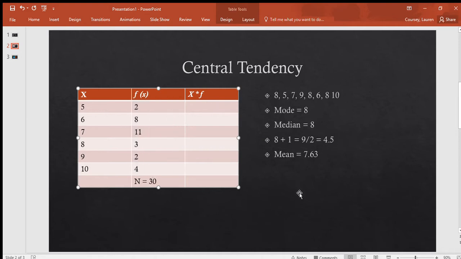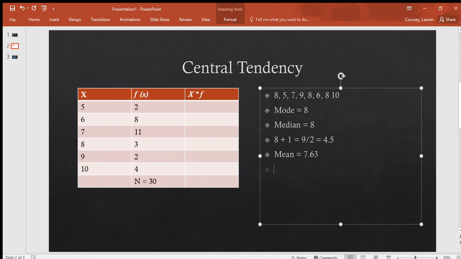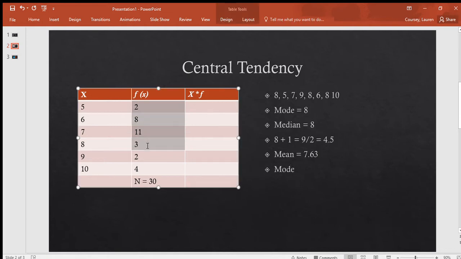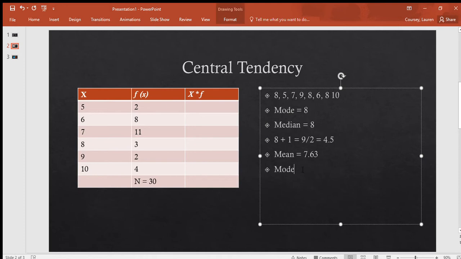Of course, this time, again, it's very easy to determine what my mode is. I would look down this column and see what is the largest number. Well, that's 11. What value of x corresponds to that frequency? That would be the value of 7. So my mode is 7.